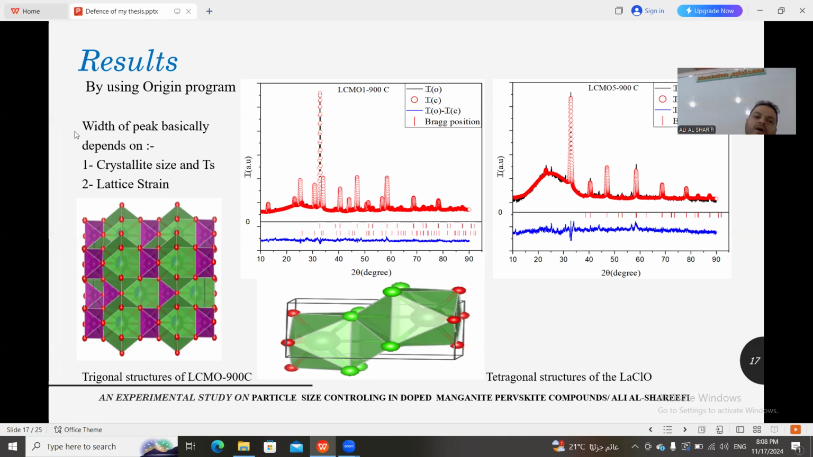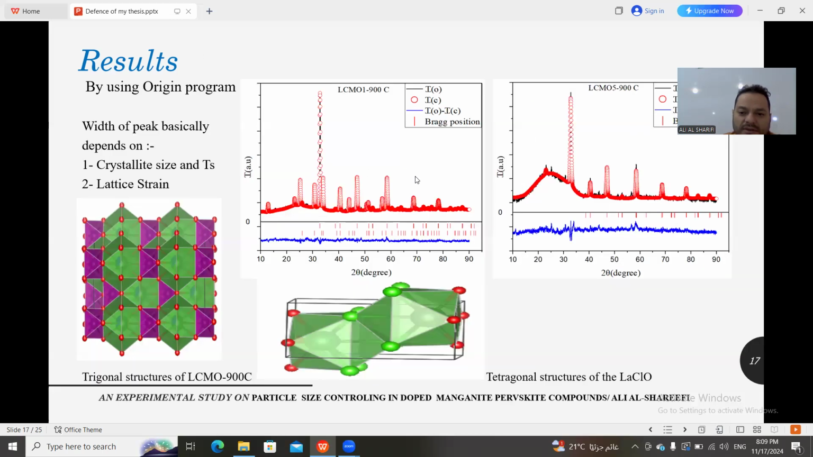Here, let's talk about what the peak width depends on. It depends on the crystallite size and strain, the lattice strain. Actually, when particle size increases, the peak will be sharper and sharper. And the reverse situation with the strain: when strain increases, the peak will be broader more and more.